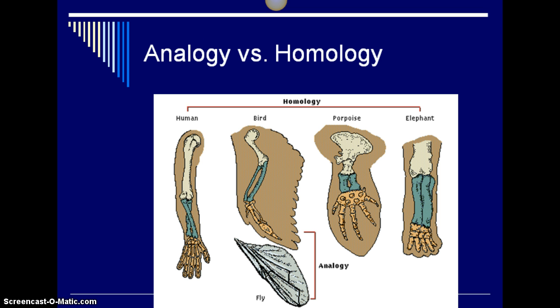Okay, so analogy versus homology. Homologous structures, in the human, bird, porpoise, and elephant, have similar bone structures. Analogy is when the bird and the fly both have wings, but they don't necessarily have similar structures inside of that. They basically develop them because of environmental pressures, needing to be able to fly in order to survive.